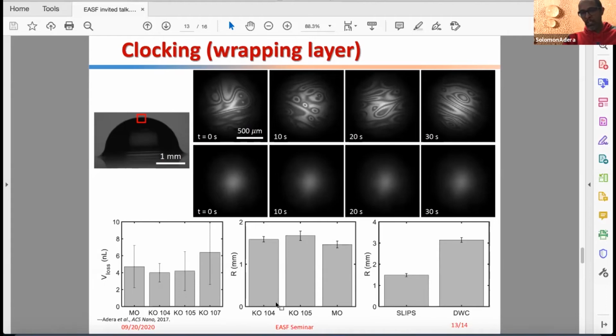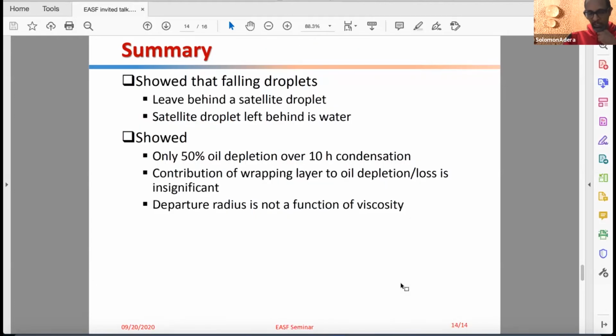And lastly, we measured that the departure radius is the same when we vary the viscosity, as well as in the presence and absence of oil spreading onto the water. And the last point here is that between oil slips and dropwise condensation, we saw a 50% decrease in the departure radius. And that we believe is the reason that we see a high heat transfer coefficient on slips condensation.